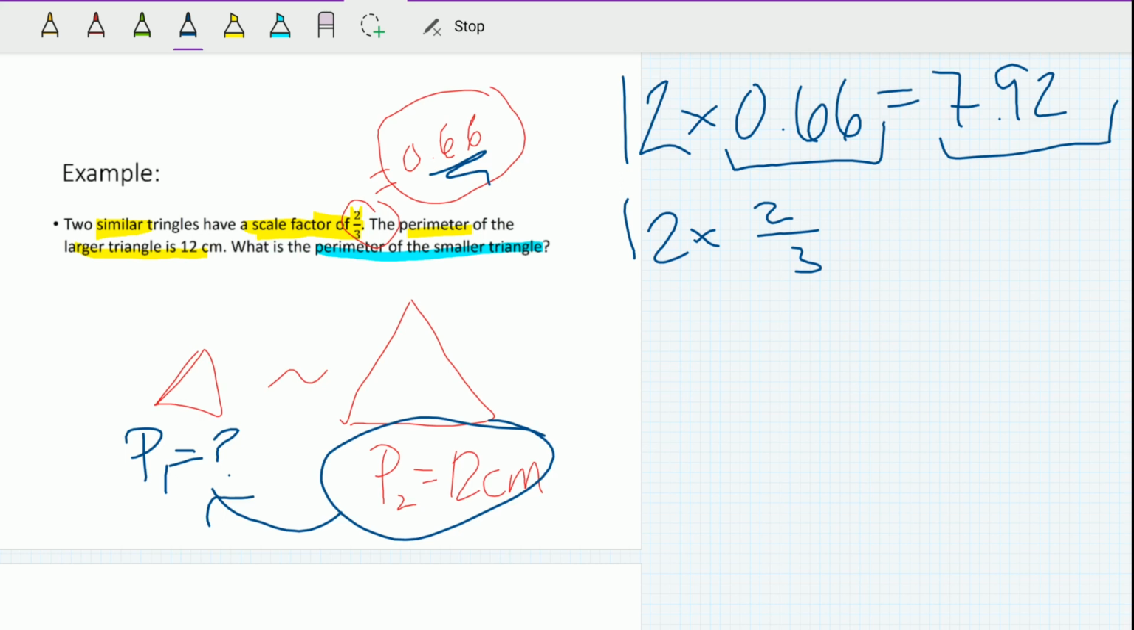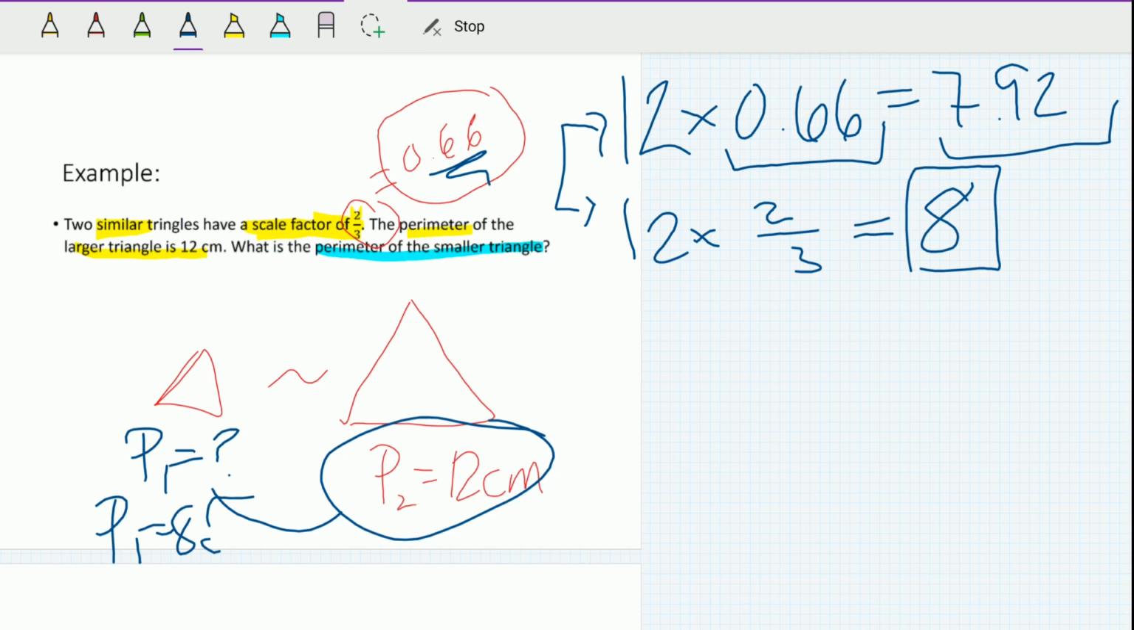So 12 times 2/3. I know some of you guys are pretty good with working with fractions, and you can just do this really easily. And this here is going to be equal to 8. So notice the difference in answers. One of them gave me 7.92 and the other one gave me 8. So 8 is the actual final answer, and we're working with centimeters.